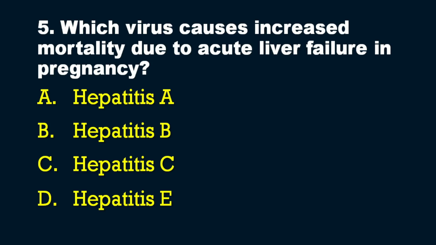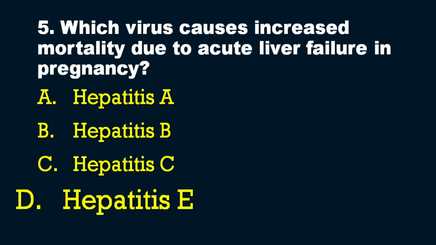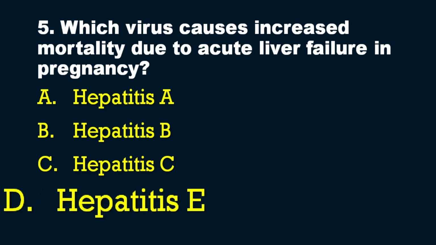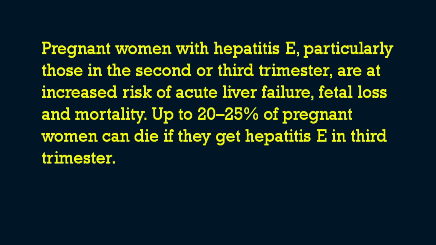So the answer is option D, that is hepatitis E. Okay, this is also a very important question. We know that pregnant women with hepatitis E, particularly those in the second or third trimester, are at increased risk for acute liver failure, fetal loss and mortality. Liver failure, then abortion and mortality. Up to 20 to 25% of pregnant women can die if they get hepatitis E in the third trimester. This point is very important.